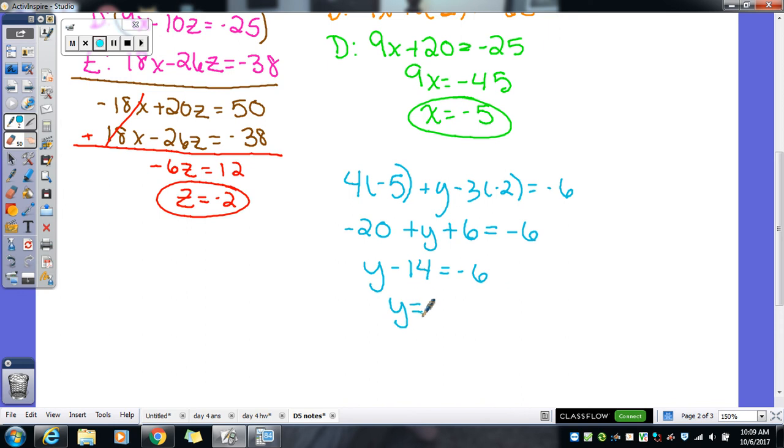So I add my 14 over. And we get y equals 8. Or at least I got y equals 8. You got it too? Alright, see, it works no matter which equation you use. So there's our 3. X is negative 5, z is negative 2, and y is 8. So we don't really have time for classwork, so I want you to start the third one. See if you can get it going. And then we'll go over that.